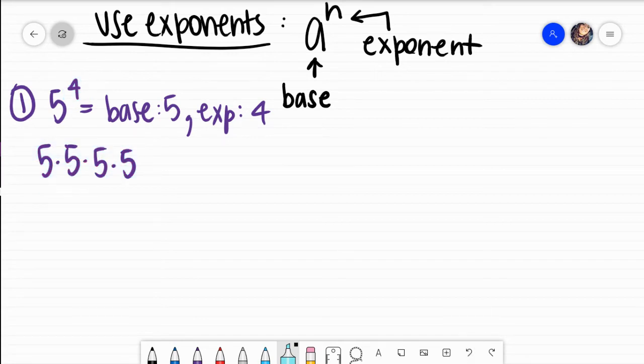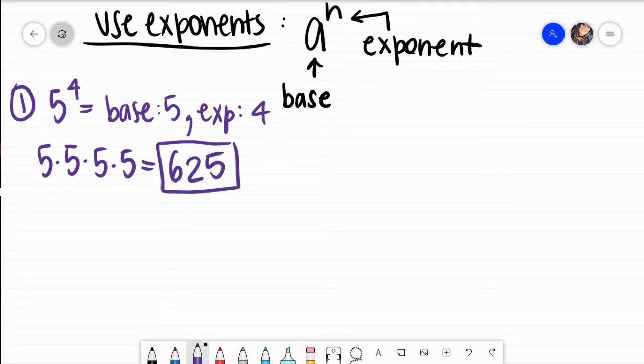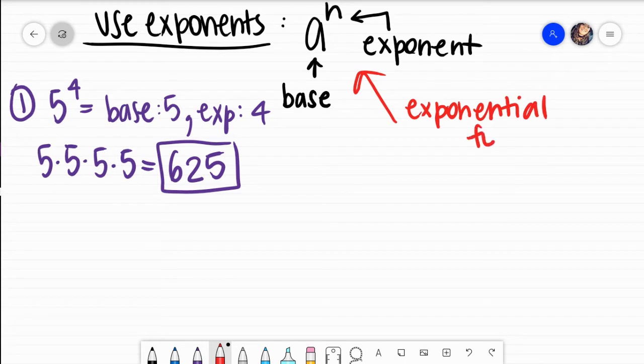So what we would actually end up getting here is if you do 5 times 5 times 5 times 5, you get 625. If it actually tells you to evaluate your problem or your exponent, the answer would be 625. So this is actually evaluating our answer. If in a problem it asks you to write it in exponential form, that form would be considered exponential form.